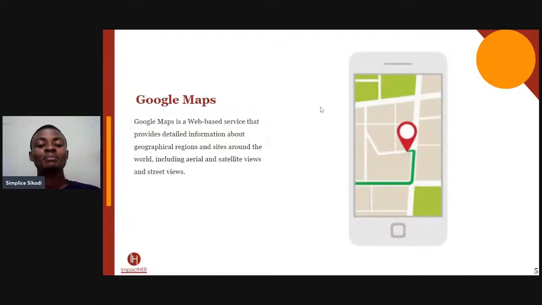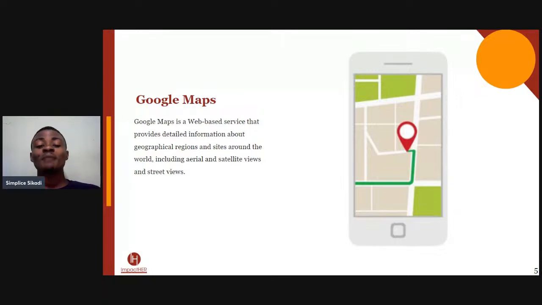So Google Map is a web-based service that provides detailed information about the geographical regions and sites around the world, including aerial and satellite views and streets. Google Map is interesting. I'm sure some of you might already know what Google Map is.